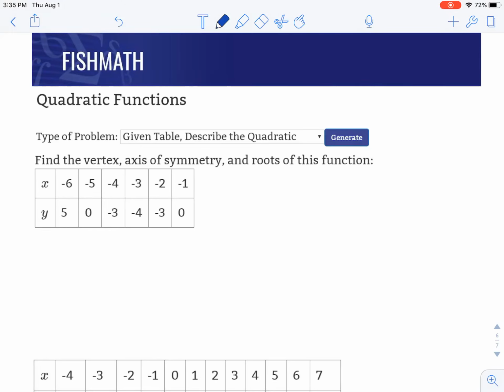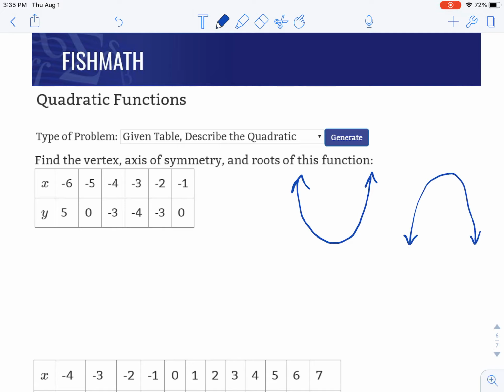Hi everyone, we're going to look at quadratic functions in table form. And we're going to use the table to figure out the vertex, the axis of symmetry, and the roots of the function. So what we have to do is think about what a quadratic looks like. A quadratic is always symmetric. It makes a U-shaped parabola going up, or it makes a U-shaped parabola going down.